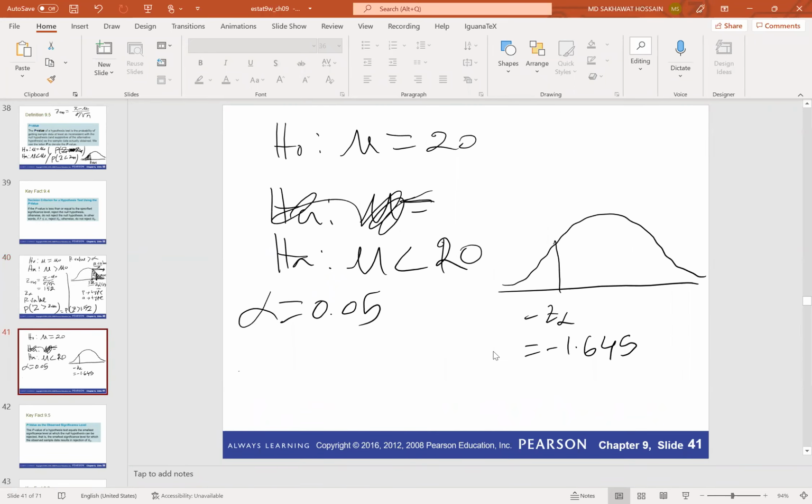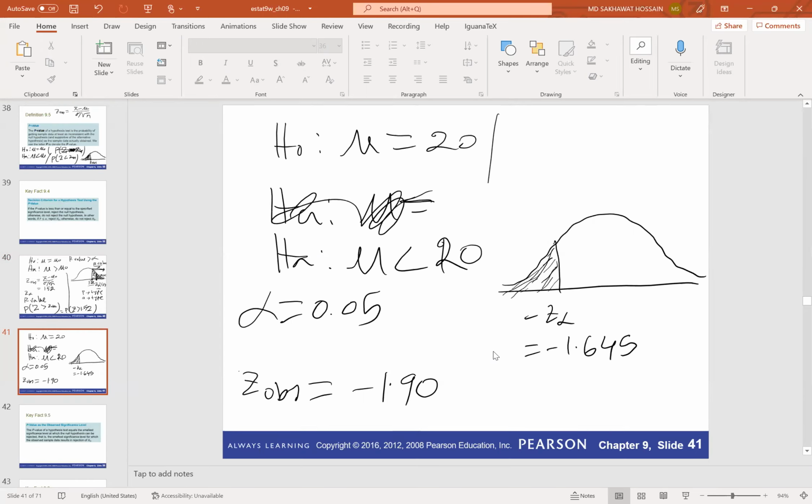Okay. And consider the test statistic z observed is negative 1.90. So this is our test statistic. So this is our rejection region. Okay. And this area is alpha. The shaded region is alpha.